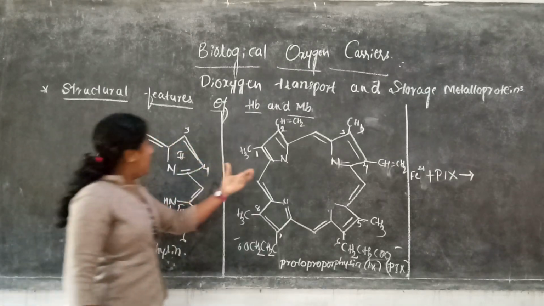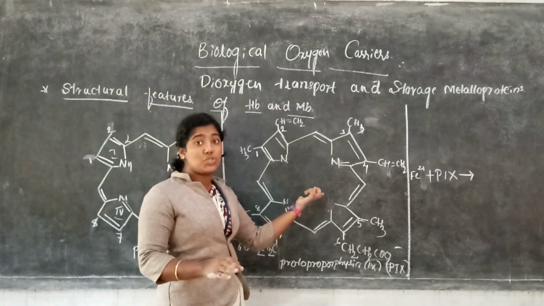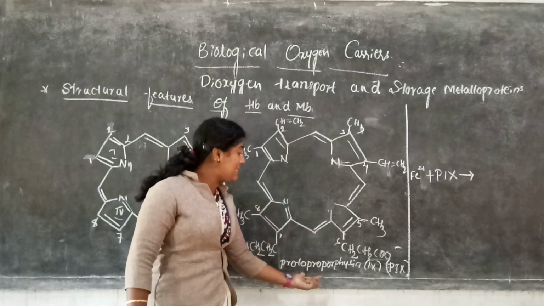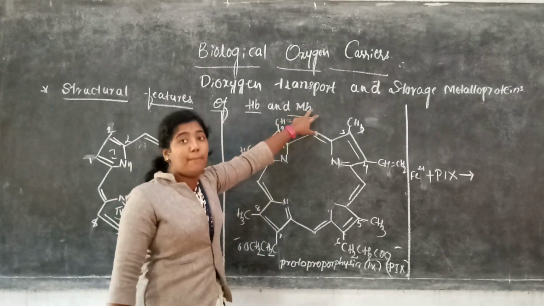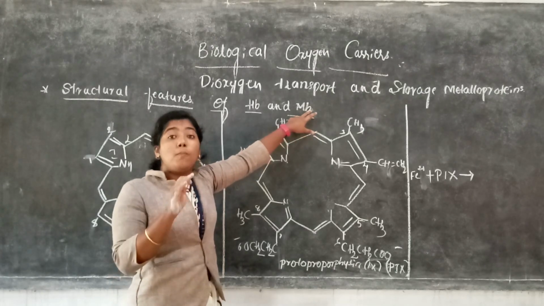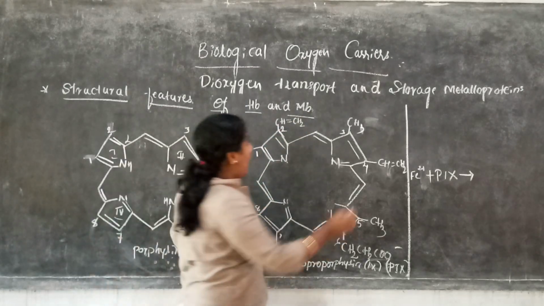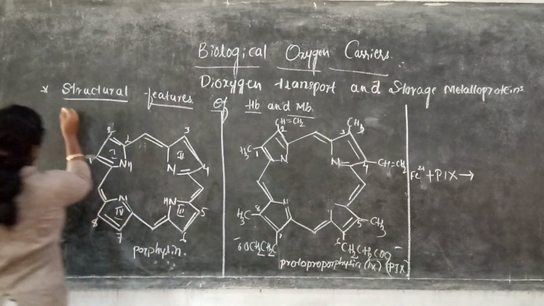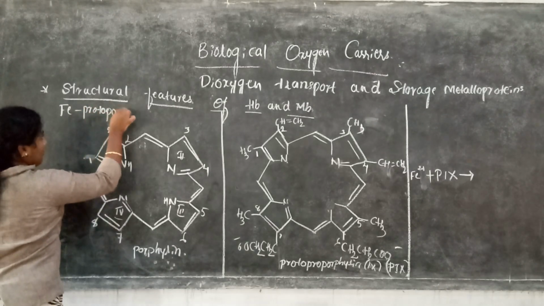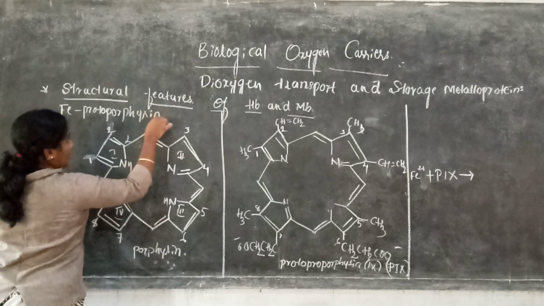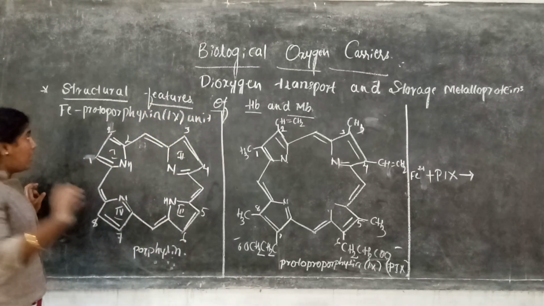This has the 1, 2, 3, 4 pyrrole systems. The substituted porphyrin family is known as protoporphyrin 9. In our hemoglobin and myoglobin, the basic unit we require is the iron protoporphyrin 9 unit. So this is iron protoporphyrin 9 unit.